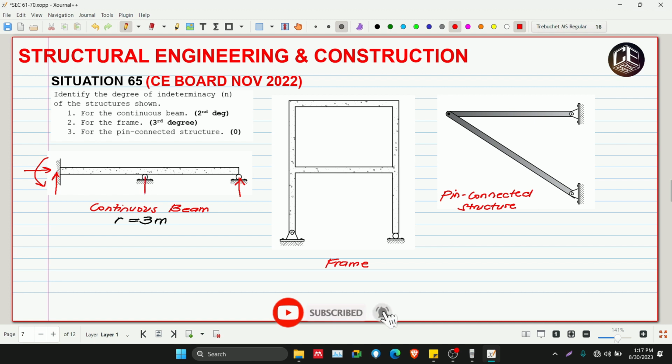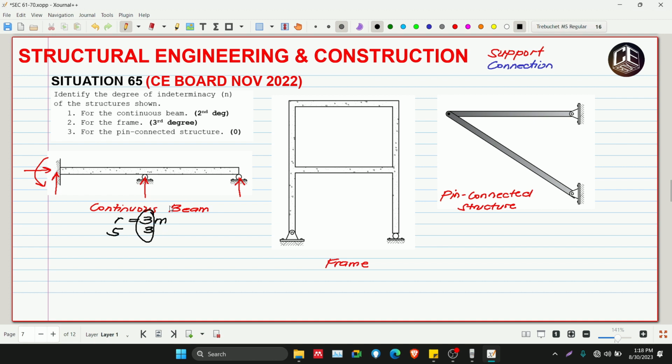And ito naman, interior support. Take note, kapag kulay red, ang gagamitin kong mga reaction, under siya sa support. Then kapag kulay blue naman, under siya sa connection. Basta yung dalawang yan. So ibig sabihin, we have how many reactions here? 1, 2, 3, 4, and 5. So 5. Then ito, we have 3.